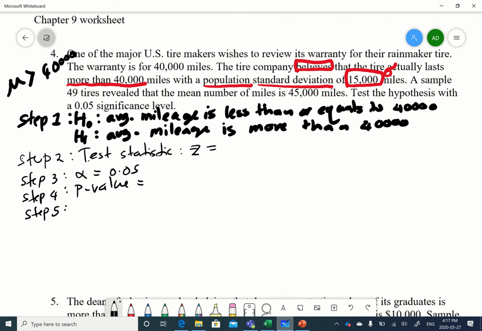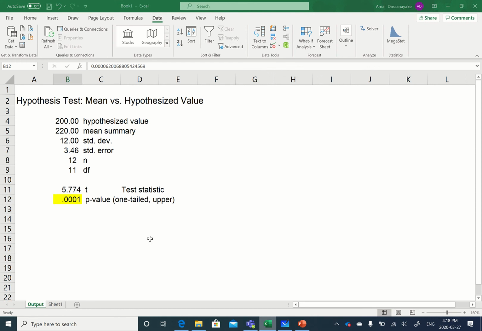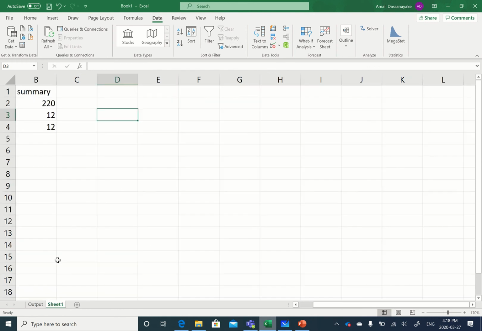Okay, so we have standard deviation. Let me point out the other ones. We have the sample mean over here. It says 49 tires revealed, that is your n. 49 tires revealed that the mean is 45,000. So that's your sample mean, x bar. So 45,000, 15,000, 49. Okay, summary: 45,000, 15,000, 49.